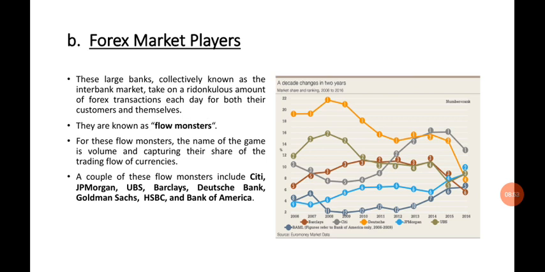For these Flow Monsters, the name of the game is volume and capturing their share of the trading flow of currency. A couple of these Flow Monsters include Citi, JP Morgan, UBS, Barclays, Deutsche Bank, Goldman Sachs, HSBC, and Bank of America.